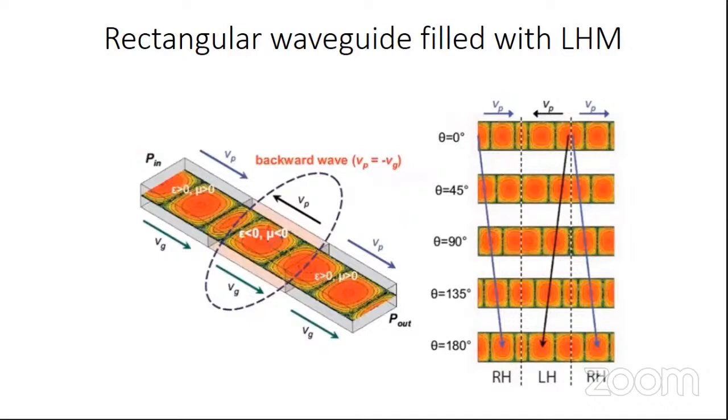This slide shows a rectangular waveguide. The medium of the rectangular waveguide is filled in three regions. The entire rectangular waveguide is divided into three regions: this is the first region, this is the second region, and this is the third region. In the first and third regions, the medium that is filled is right-handed medium. That means epsilon and mu are positive here, whereas in the middle region we have epsilon and mu being negative.